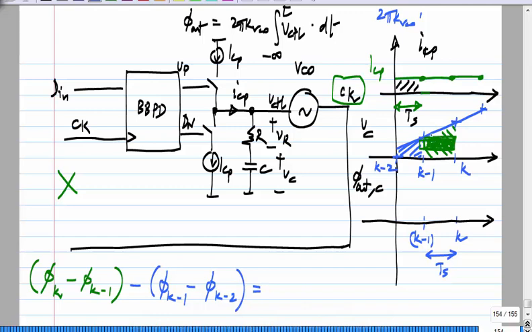This is the equation for the change in phase through the integral path, okay, through the voltage across the capacitor, right. This constitutes the integral path and this constitutes the proportional path, if you want to think of this as a control system, okay. Any questions here?